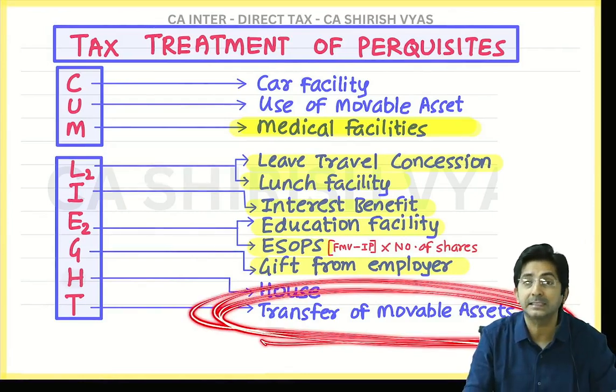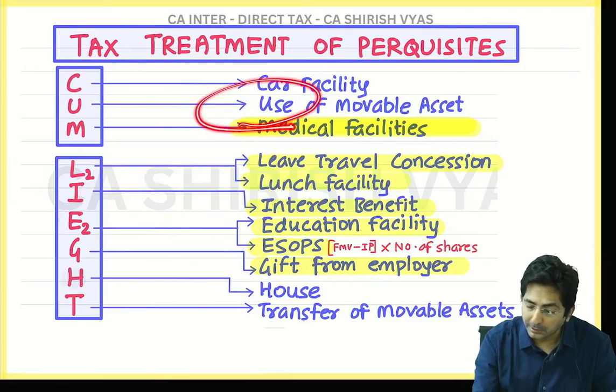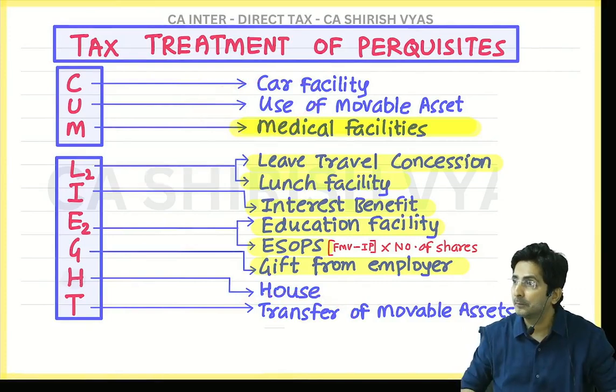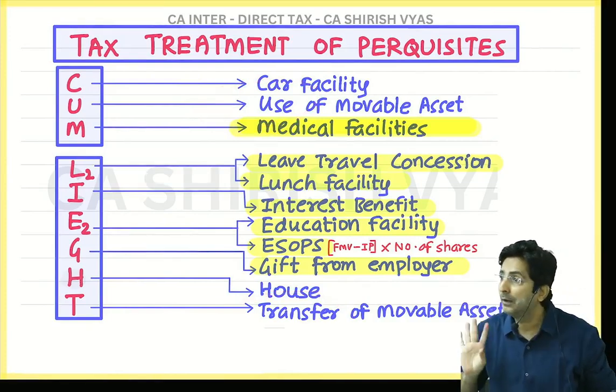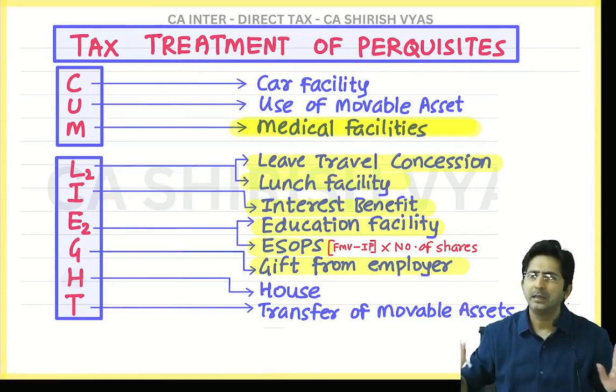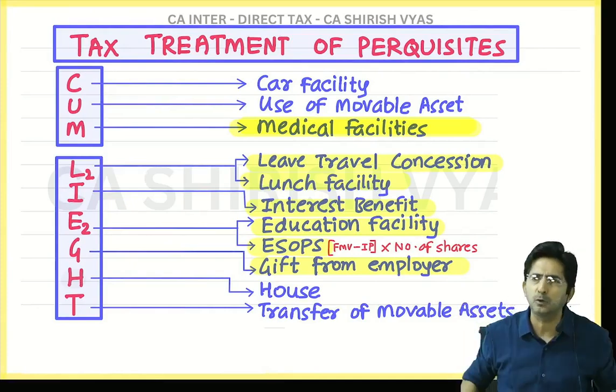Transfer of movable asset. So in our theory there are two things, use and transfer. Transfer means ownership is transferred. That I am not teaching now. Right now I am teaching what? Use. You are allowed to use, like a video camera, laptop, computer, etc. You are simply allowed to use.